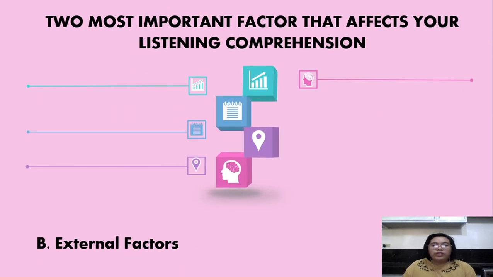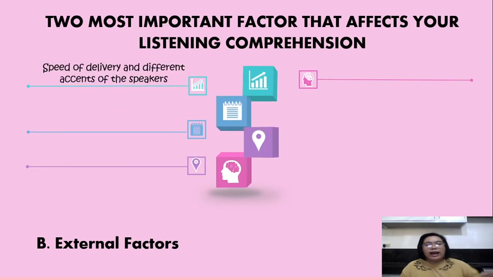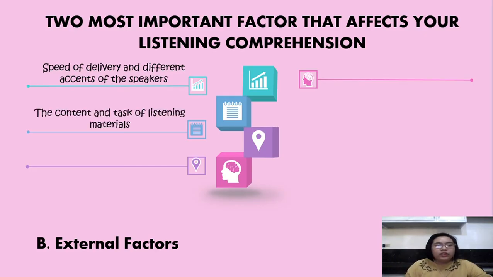Next, for the external factors, we have the speed of delivery and different accents of the speaker. It tackles how fast the speaker is talking and the different accents used in speaking. Next, the content and tasks of listening materials. It can be some recorded materials, someone reading aloud, or it can be from songs or recorded conversations.